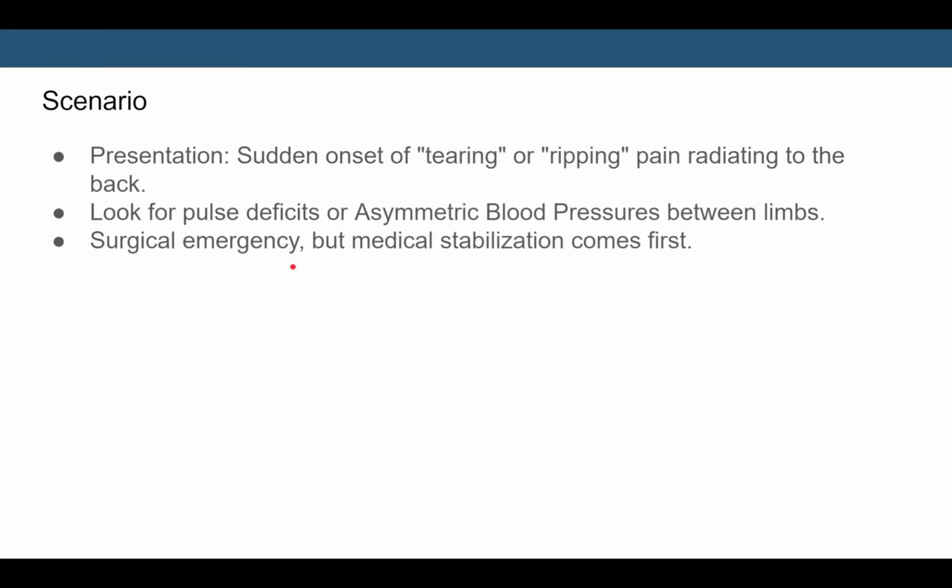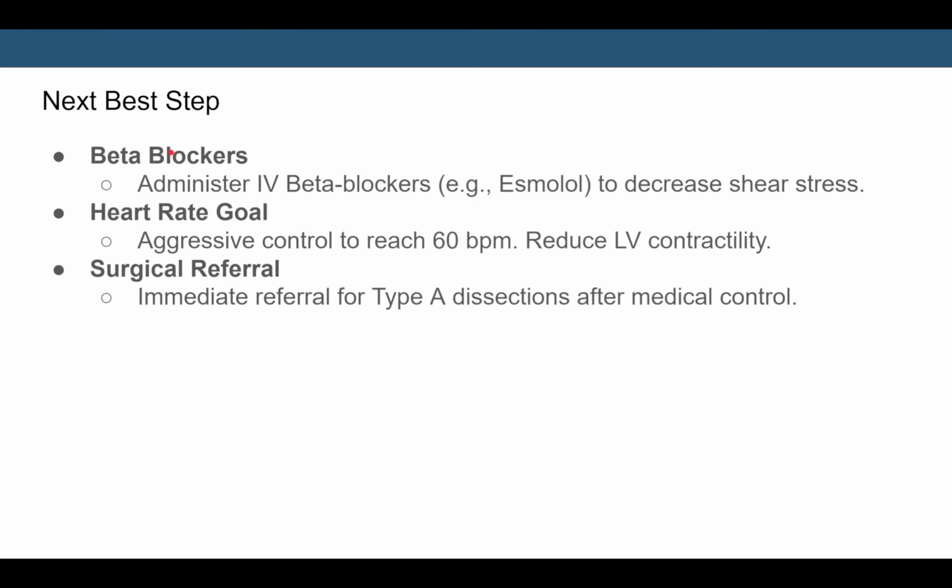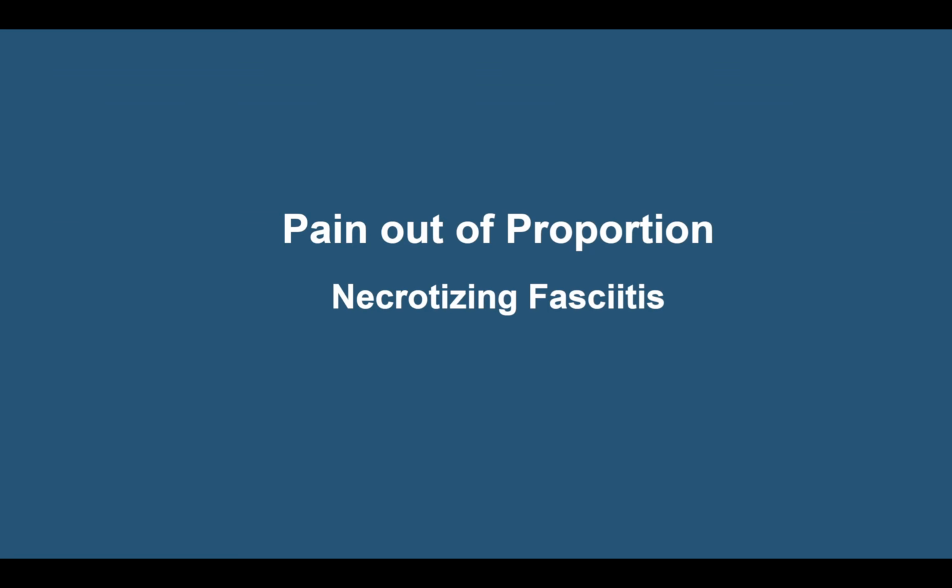This is a surgical emergency, but medical stabilization has to come first. And the next best step for the USMLE is that you have to administer esmolol, which is an IV beta blocker, to decrease shear stress. You also have to aggressively control the heart rate to reach 60 beats per minute and reduce the left ventricular contractility. And you also have to do a surgical referral if it is type A dissection. So if it is the ascending aorta that's damaged, you have to do surgery. But if it's type B, then you can do medical management.